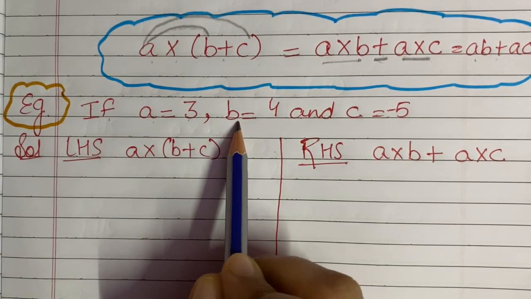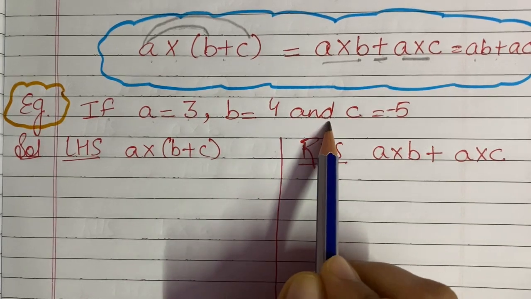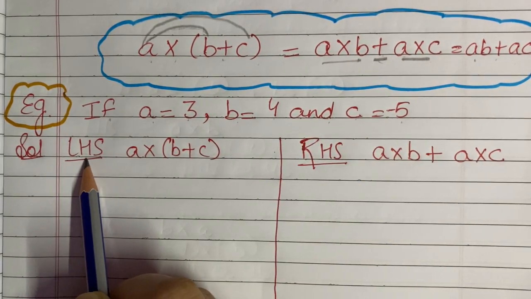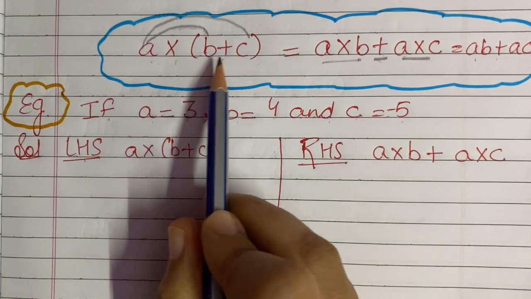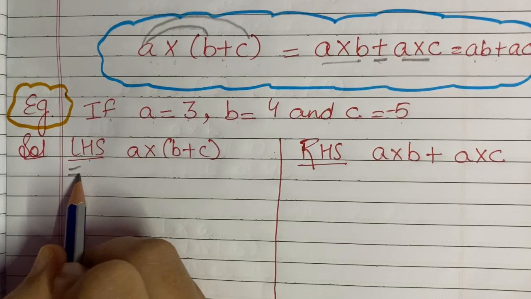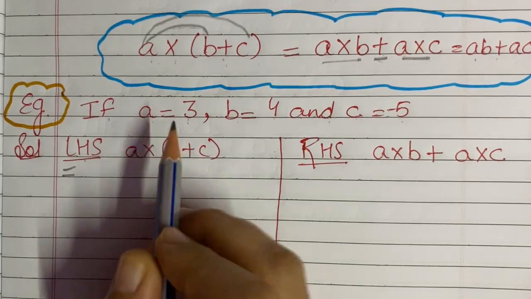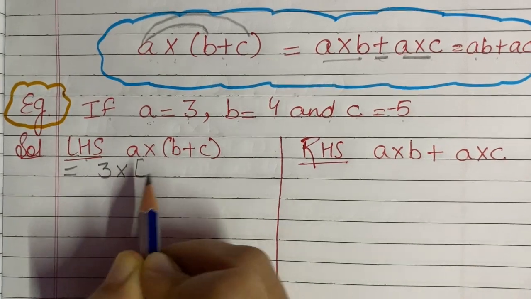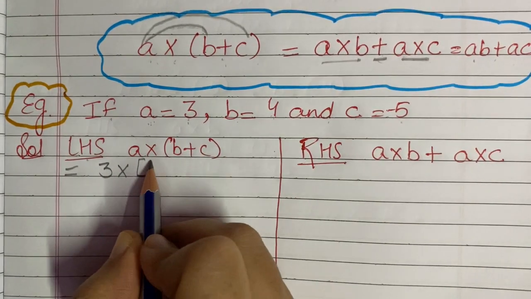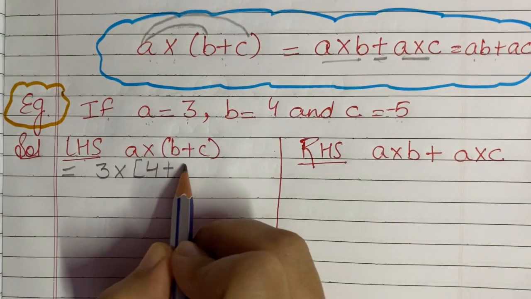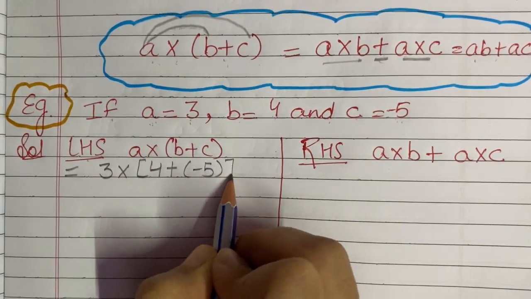Now let us see the example. In the example I have taken a equals 3, b equals 4 and c equals minus 5. Here LHS is a multiplied by, inside the bracket, b plus c. Now put the values. What is the value of a? A is equal to 3 multiplied by, what is the value of b? Value of b is 4 plus, what is the value of c? Value of c is minus 5.